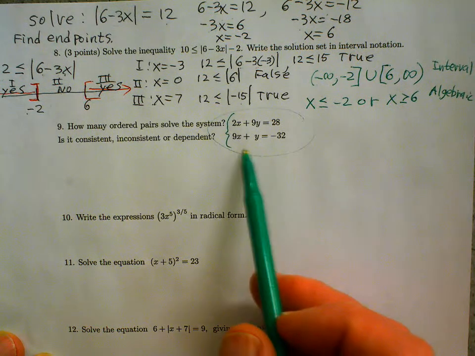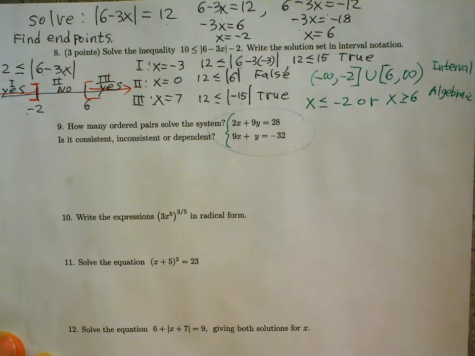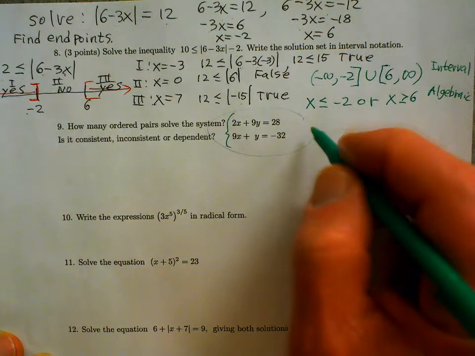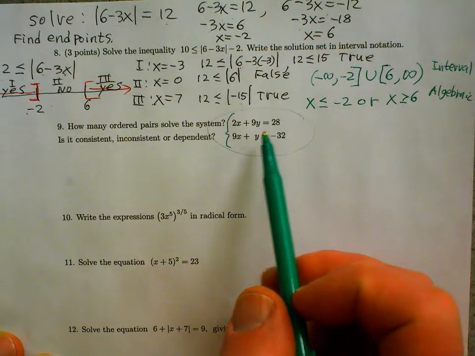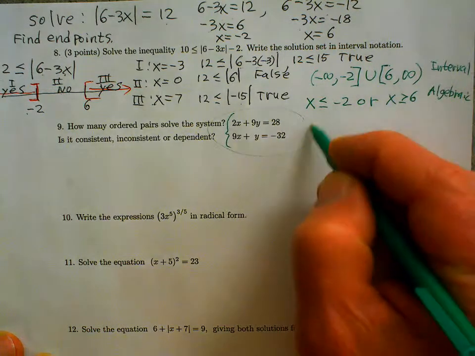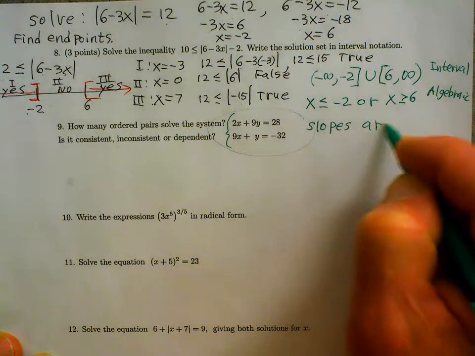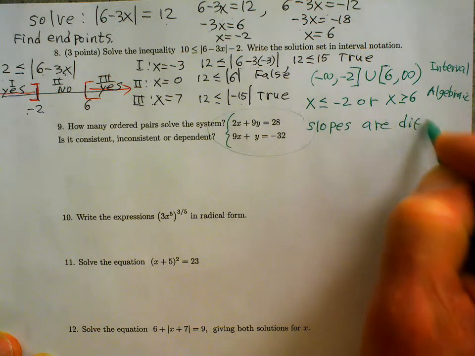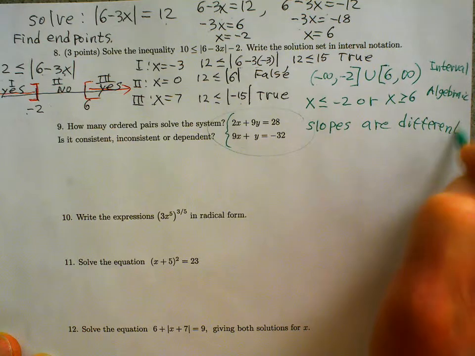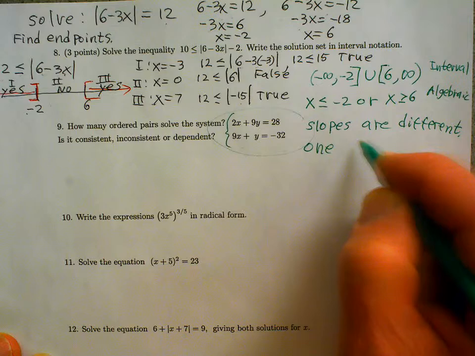Well, we can tell by looking that the slopes are different. So whenever the slopes of 2 lines are different, they have to intersect at exactly 1 point, right? So the slopes are different. So there's exactly 1 solution, 1 ordered pair solution.